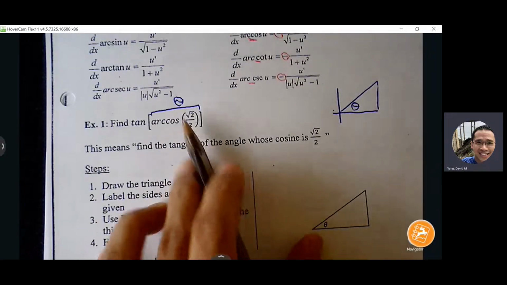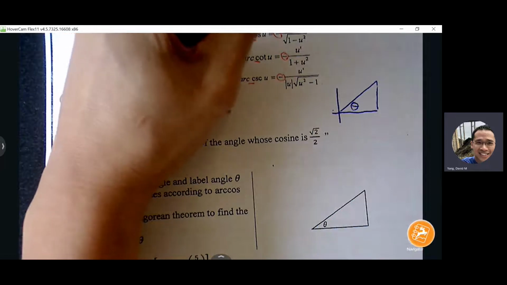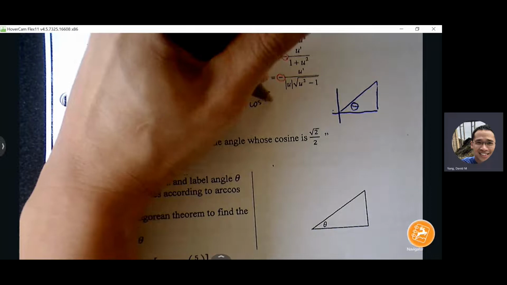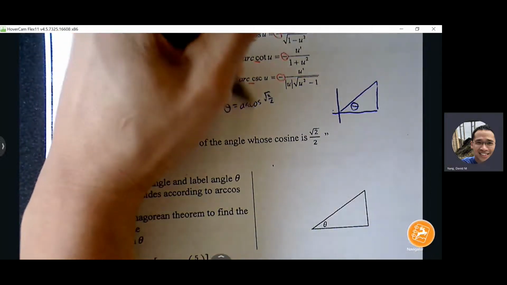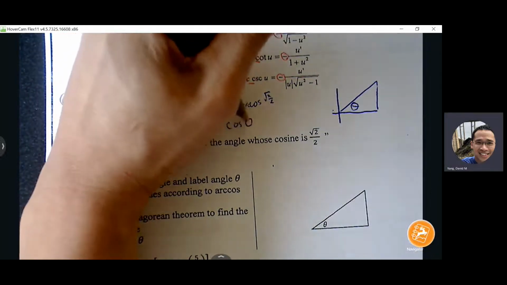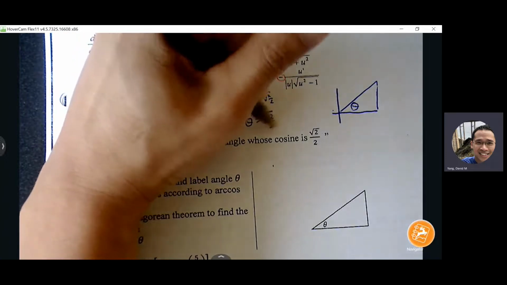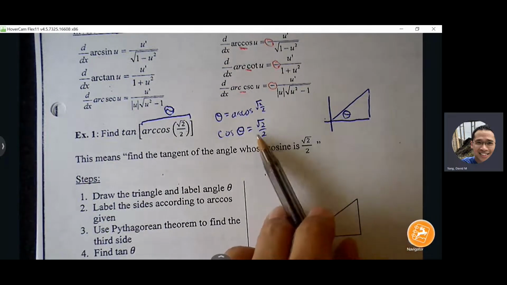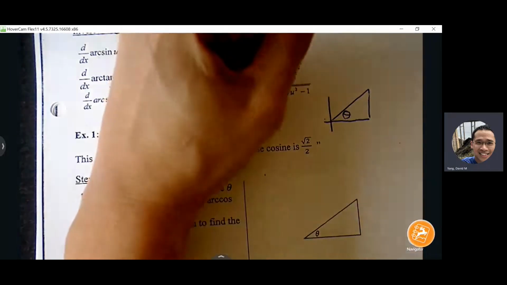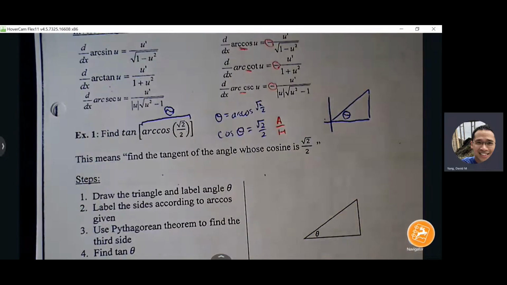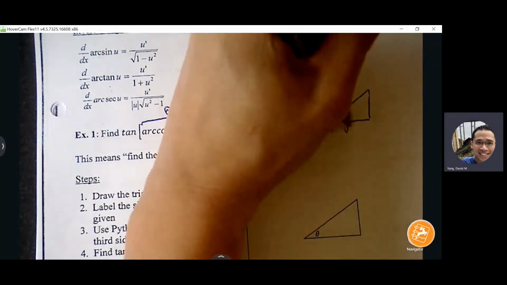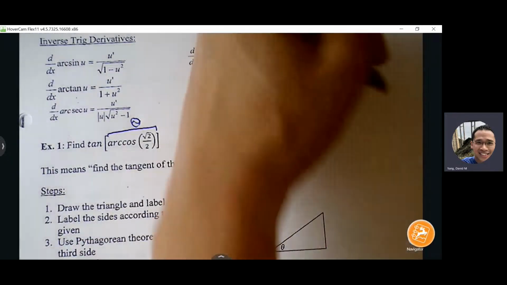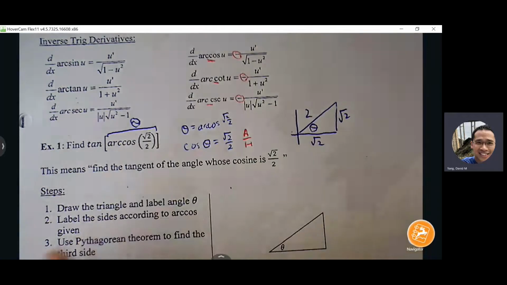Arc cosine of √2/2. Really, that's another way of saying theta is equal to arc cosine of √2/2. And if I rearrange that, that's another way of saying cosine of theta is equal to √2/2. And if I were to fill out this triangle here, cosine, by SOHCAHTOA, is adjacent over hypotenuse. So root 2 over 2. Pythagorean theorem, a squared plus b squared equals c squared. I can get this to show also root 2.